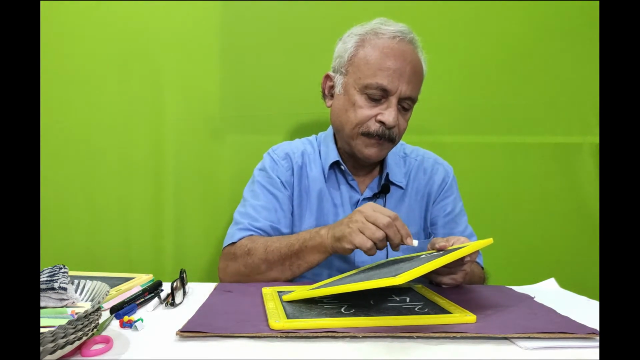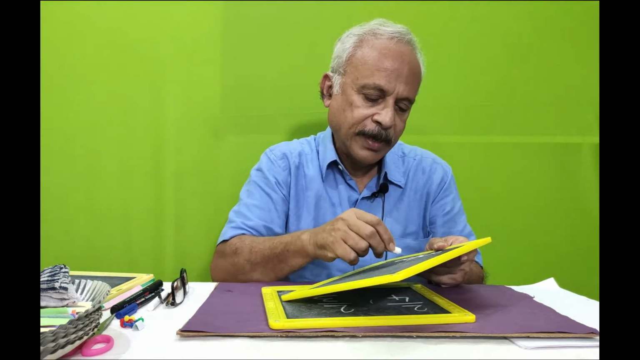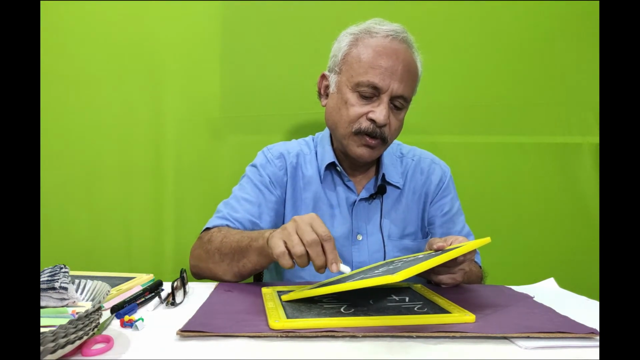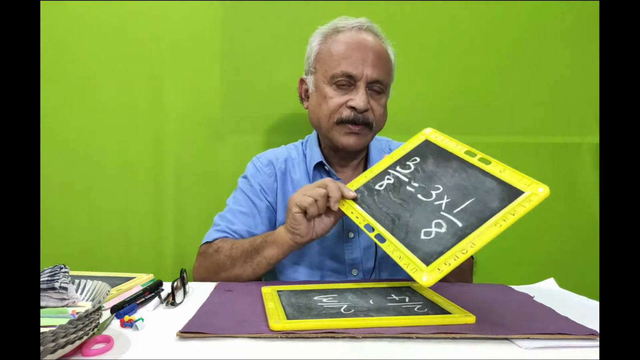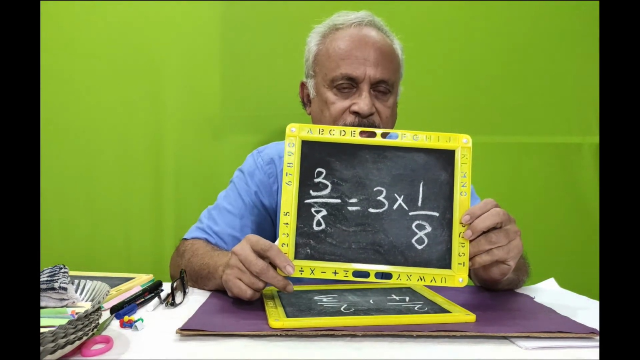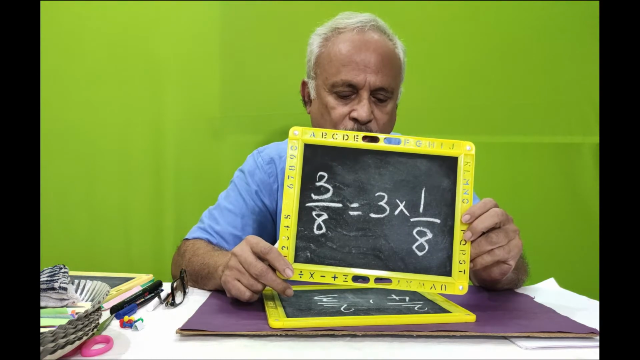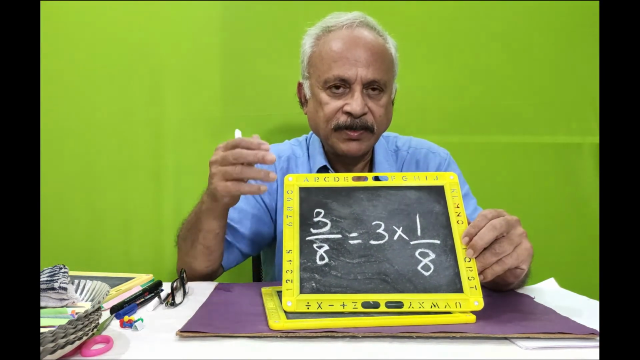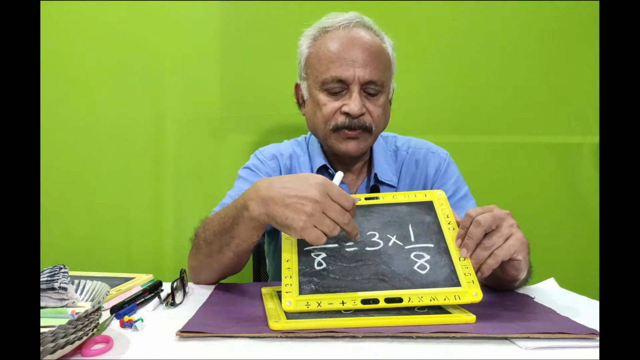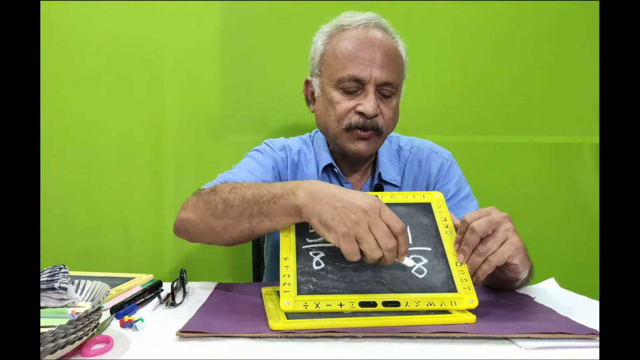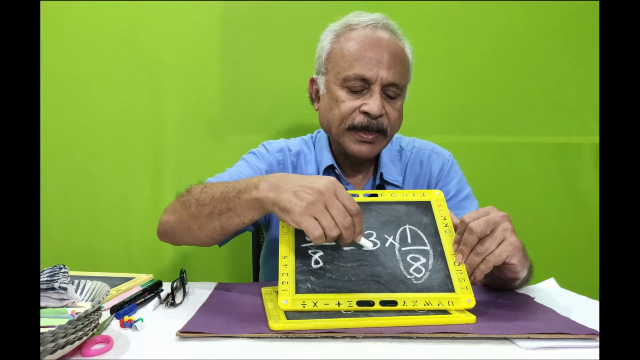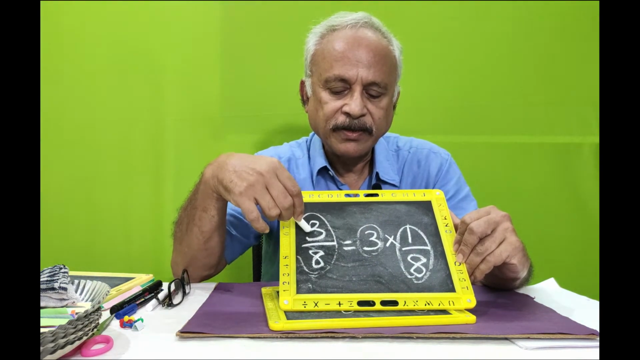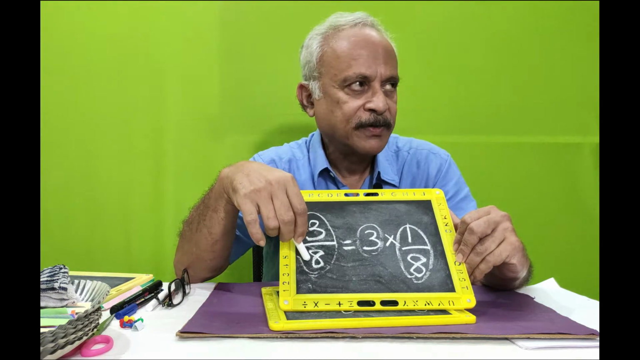So I can write 3 by 8 as 3 parts of 1 by 8. 3 into 1 by 8. The long form is 1 by 8 plus 1 by 8 plus 1 by 8, which is 1 by 8 taken 3 times. So that is 3 times 1 by 8. So these are the parts, and this is how many parts. So if I have 3 by 8, this is 3 parts of 1 by 8.